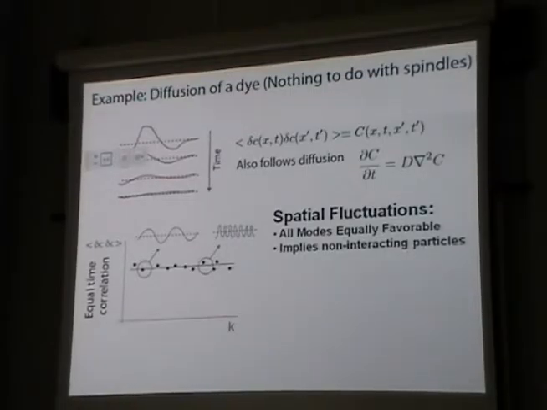For example, in the case of diffusion, you could look around at some sample and ask, at equal time, how do the fluctuations vary in space? If things were going by diffusion, nothing is interacting with each other, so things at one point in space don't know about things at another point in space. So it's kind of like white noise. Therefore, if you look at it as a function of wavelength, for example, it would be flat, or wave vector.